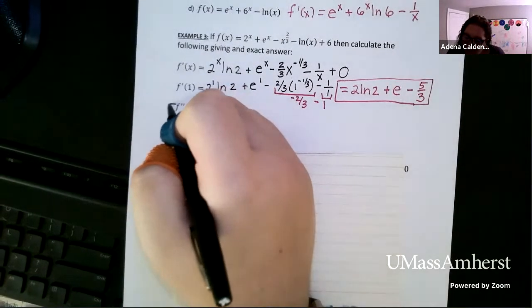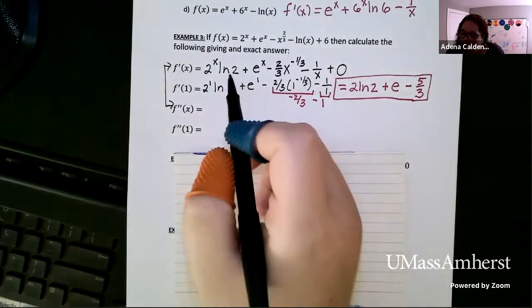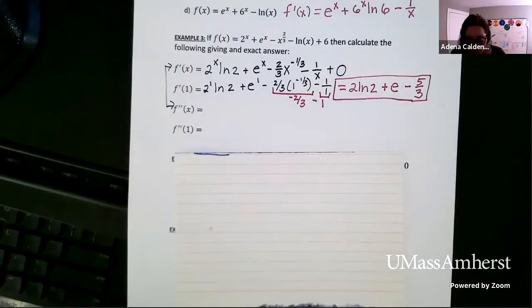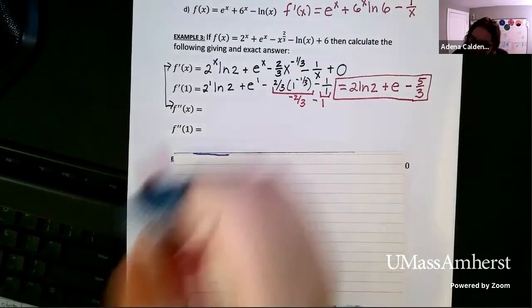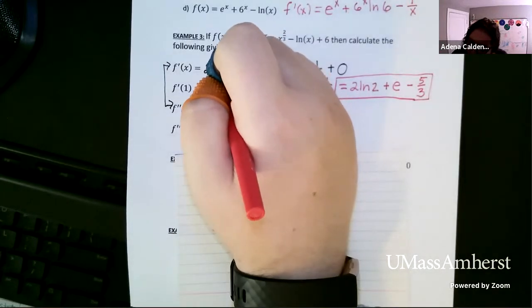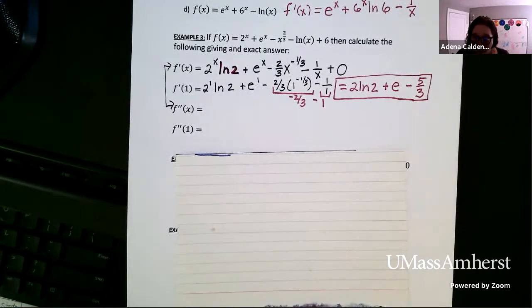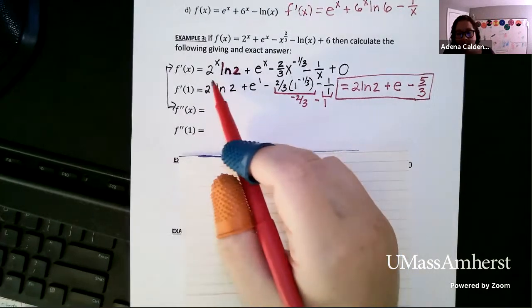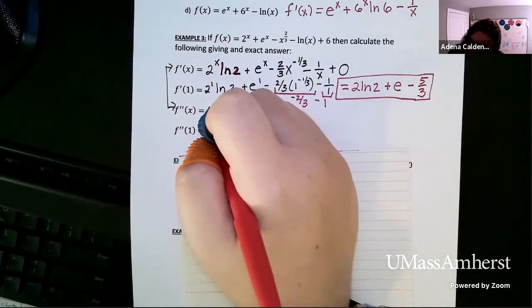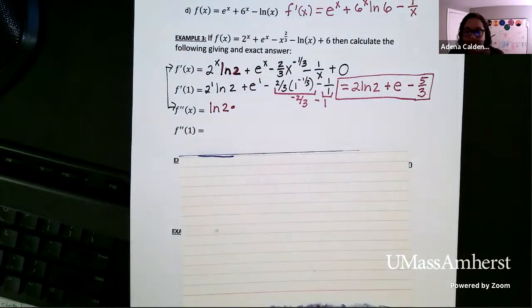So again, in order to get to the second derivative, I go back to the first derivative, and now I look at the first term. So I have 2 to the x times the natural log of 2. Okay, I want to talk about this natural log of 2 for a second. The natural log of 2 is a constant, and so that makes it a constant multiple. So I have a constant times 2 to the x. So I know that the derivative is my constant times the derivative of 2 to the x.